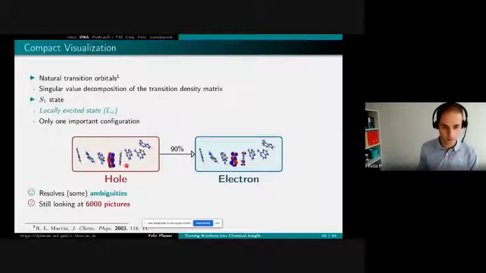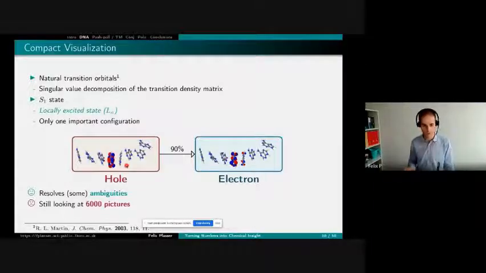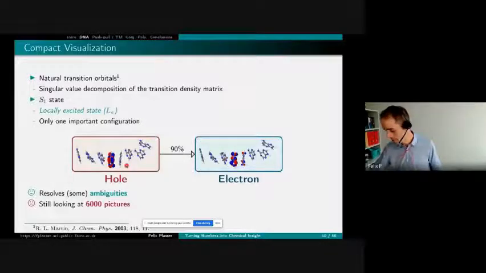So at this point, some ambiguities are resolved. At least we have clear pictures to look at, but we're still looking at 6,000 pictures, and we're still looking at blobs of color. And that's also the thing that I complained about in the first slide. We want to have a more rigorous way of looking at things.